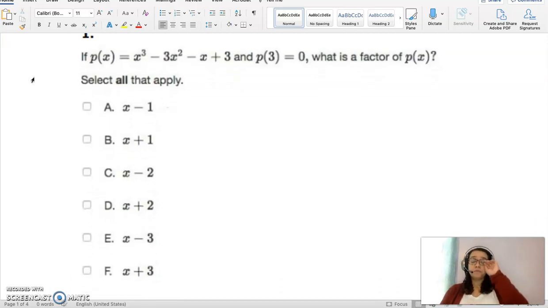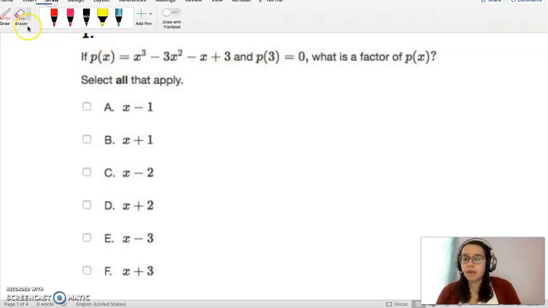So let's look at this. Let me just put my pen on here and draw it out. So it says, if p of x is equal to x cubed minus 3x squared minus x plus 3, and p evaluated at 3 is equal to 0, what is a factor of p of x? It's that word factor.